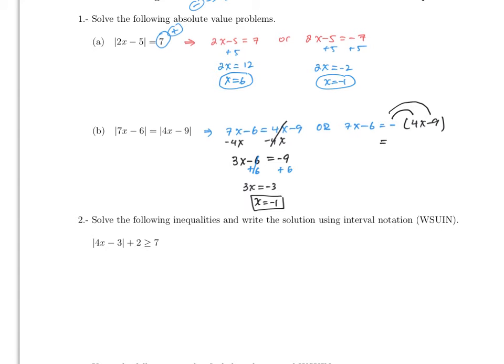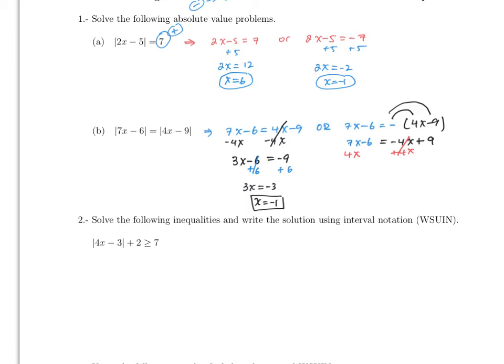Here, make sure you distribute the sign. That's usually the most common mistake. So this will be minus 4x plus 9 now. And now you need to solve this equation. You're going to do it exactly the same way. So add 4x instead of subtracting 4x this time. This cancels, just like it canceled here.